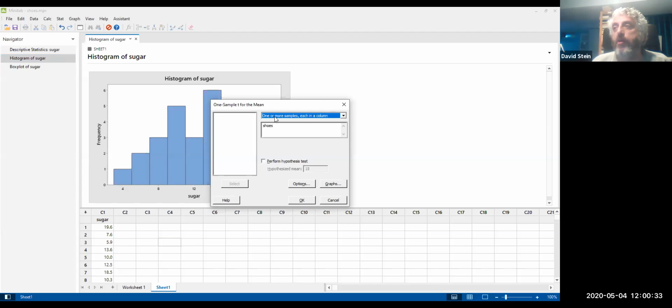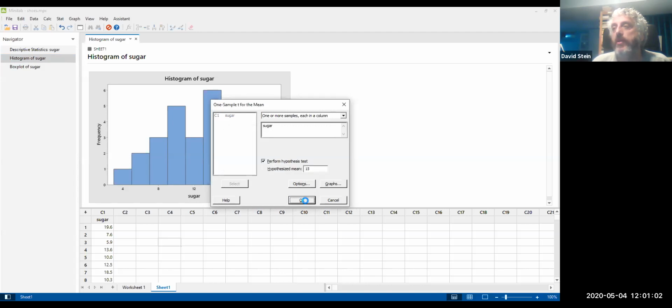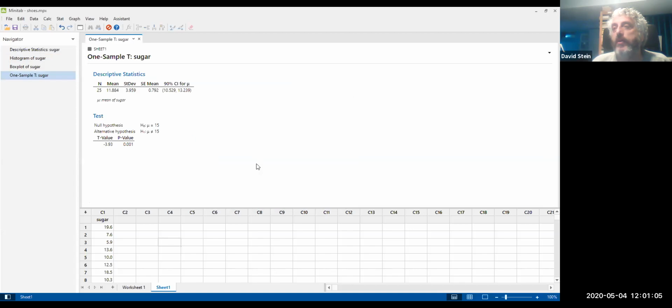You can do this in a couple ways. You can go to Summarize Data and just put in the sample size, mean, and standard deviation. But if you have the data in a column, it'll do that for you. So I'm going to choose sugar, and I'm going to ask it to do a hypothesis test for me. Options, not equal to. And we should get a p-value.